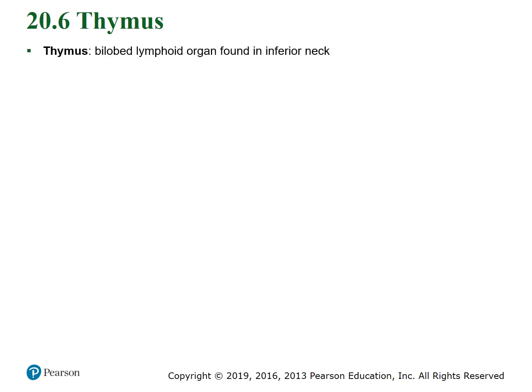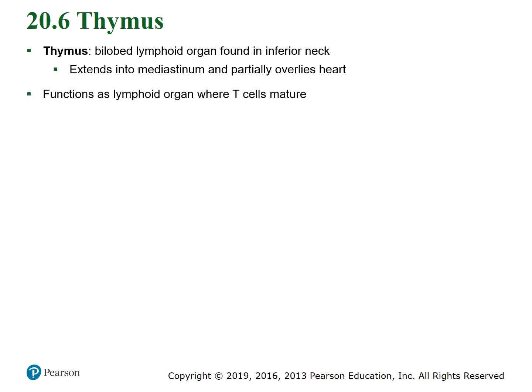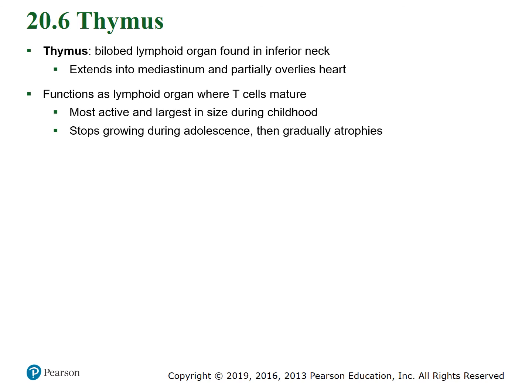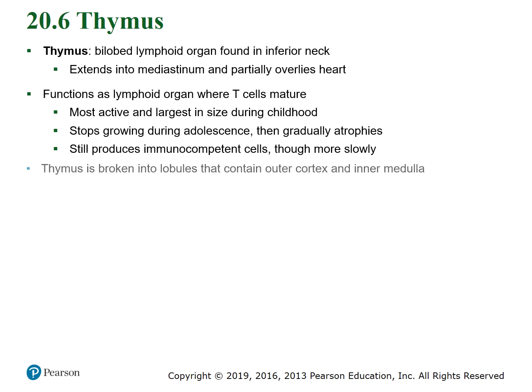Okay, the thymus is a lymphoid organ that's found in the inferior neck, and much of the time it sort of drapes over the heart. So, as I said, it's in the mediastinum and partially overlies the heart. Now, its function you've been through with the immune system. This is the lymphoid organ where T cells mature, and as I've said during those PowerPoints, it's the most active and largest in its size during childhood. It stops growing during adolescence, then it atrophies as you get older. It will still produce immunocompetent cells, but a lot more slowly because there's simply a lot less volume to it.